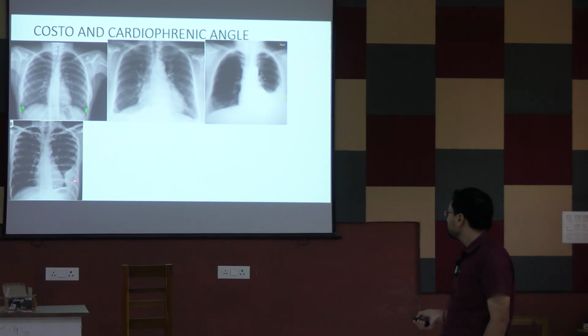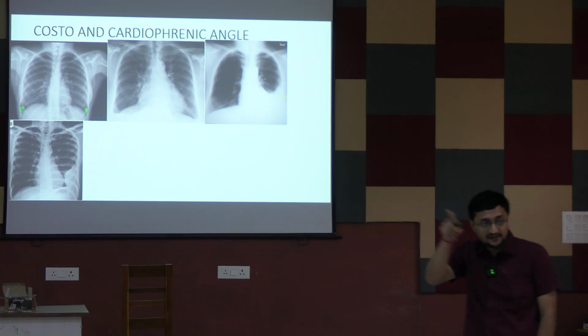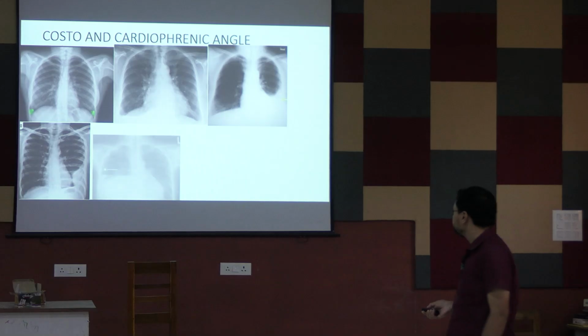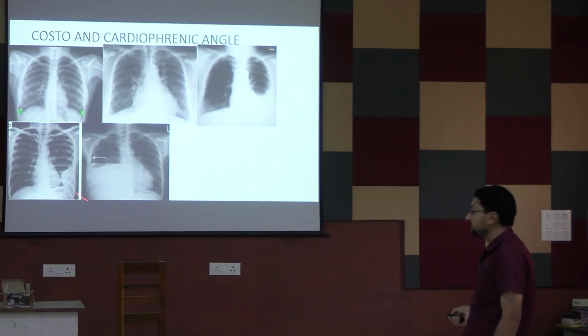Difference. So here also the CP angle is blunt, but there is no meniscus. This is a D-shaped effusion. The shape is like a D, right? So this is loculated pleural effusion, and what is this?